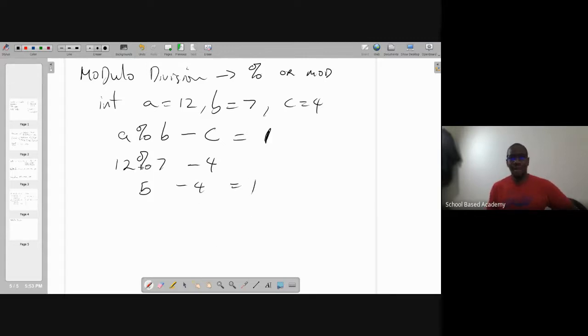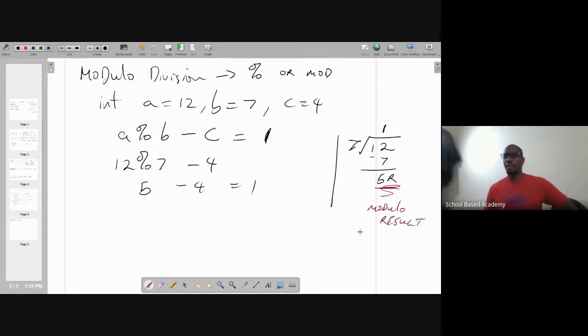How did we get 5 as a result here? We got 5 because, as I showed you last week, if we did the old school division, 12, and we divide not 12 by 5, but 12 by 7, we would see that 7 could go into 12 once. 1 times 7 is 7. 12 minus 7 is 5, and that's the remainder. And this here is what we want as the modulo result.